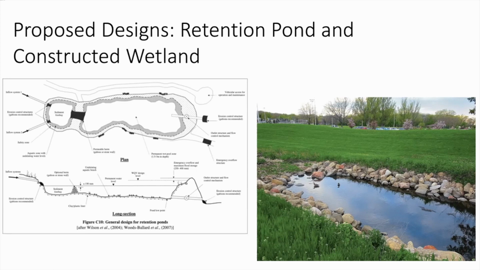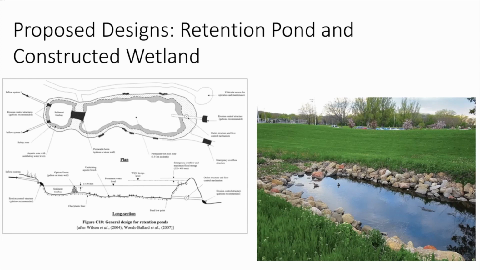So the 2 proposed designs are a retention pond and a constructed wetland. What you see before you is a retention pond, and that is exactly as it sounds. It is a permanent pond that acts as a storage basin. And what this would involve in terms of construction would be excavation, as well as the installation of a geomembrane or plastic liner to prevent groundwater infiltration.